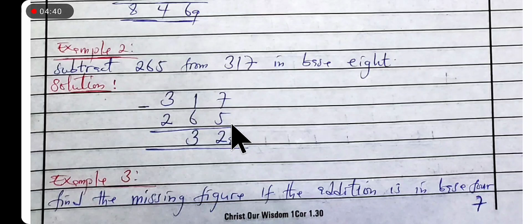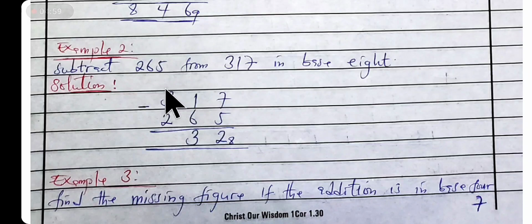7 minus 5 is 2. Of course, we can write 2 because 2 is less than 8, which is the base. Then 1 minus 6 cannot be done. You cannot do that expression. So you are going to borrow 1 from 3.